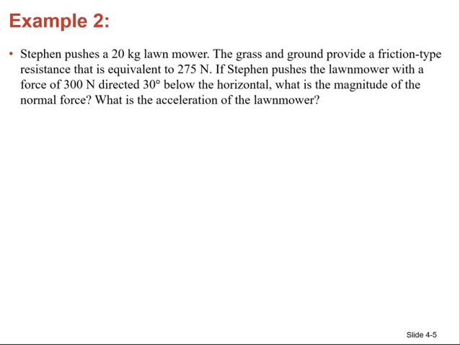Now we're going to look at two-dimensional net force equations again, and this is example 2. So we have Stephen pushing a 20-kilogram lawnmower. The grass and ground provide a friction-type resistance that is equivalent to 275 newtons. If Stephen pushes the lawnmower with a force of 300 newtons, directed 30 degrees below the horizontal, what is the magnitude of the normal force and what is the acceleration of the lawnmower?